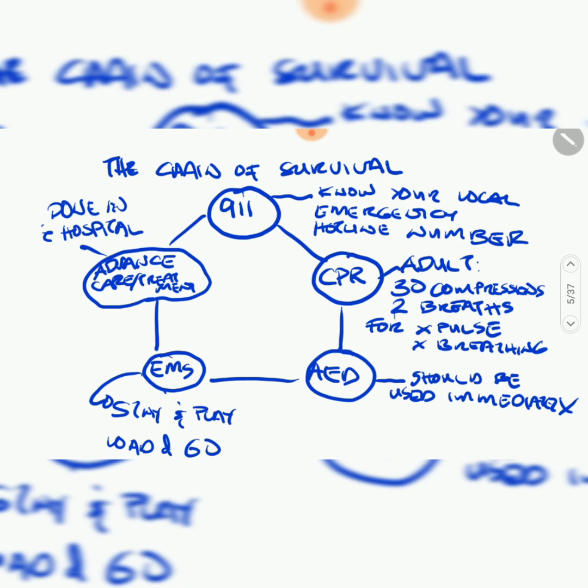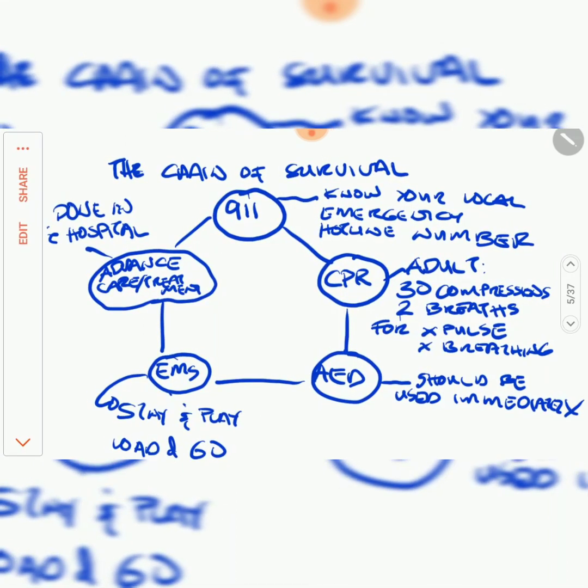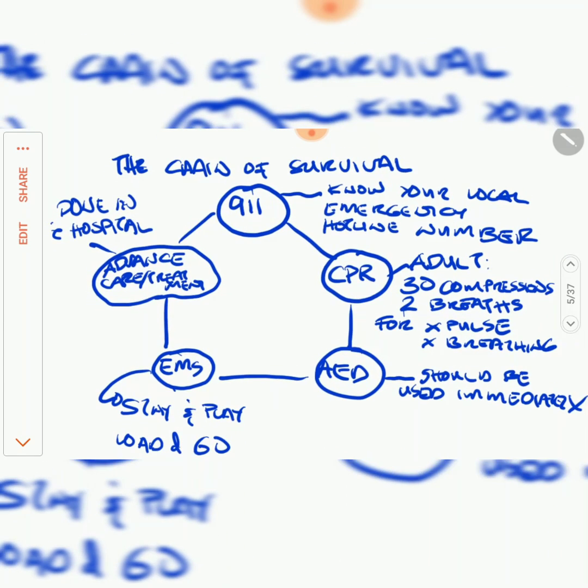And then this is one of the most important parts: the emergency medical services. By the time they arrive, they either stay and play or they just load the patient and rush directly to the hospital. Then in the hospital, advanced care or treatment will be provided if the patient survives after the code blue. Breaking one of this chain will result in a lesser chance of survival of the patient.